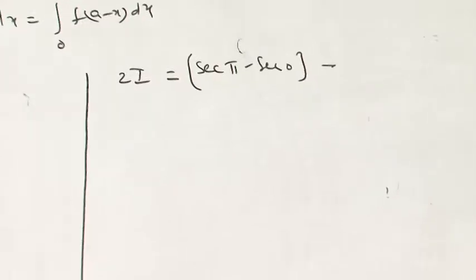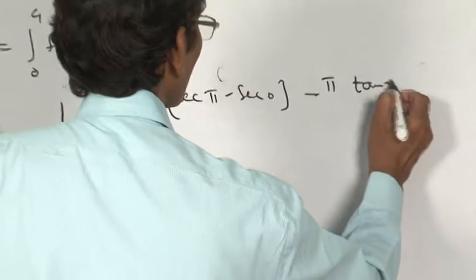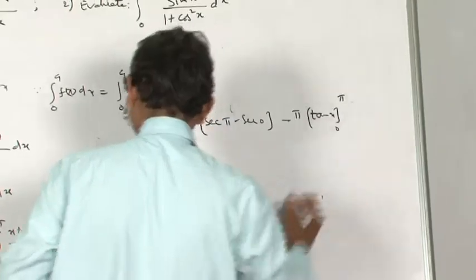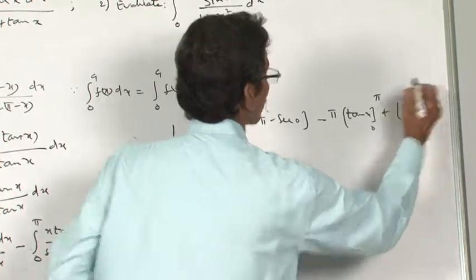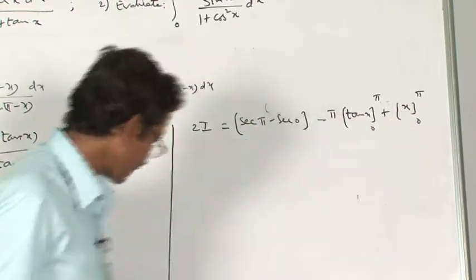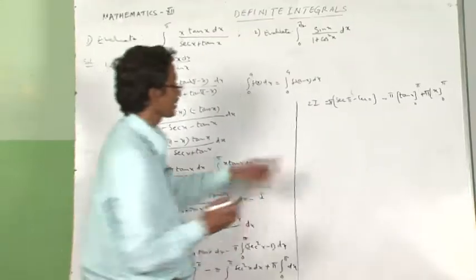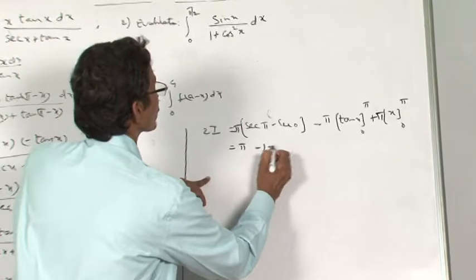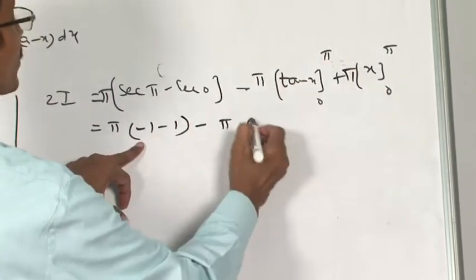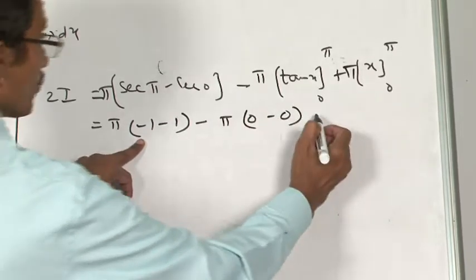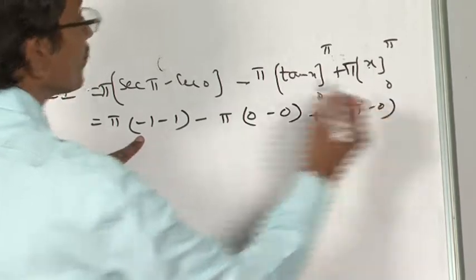Secant square x is equal to tan x. So, this is equal to pi into tan x from 0 to pi, plus pi into the integral of x dx, from 0 to pi. Sorry, the integration of x dx is equal to x. So, x from 0 to pi. Look here, children, this is equal to pi into minus 1 minus pi into tan pi, which is 0, minus tan 0, which is 0, plus pi into x, where x is equal to pi, means pi minus 0.